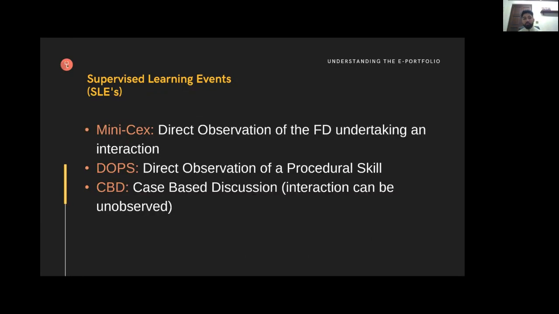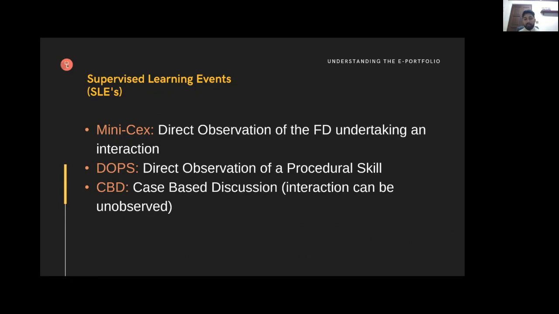In terms of supervised learning events, there's 6 different types. The main 3 are mini-CEXs, DOPS, and CBDs. Mini-CEX means direct observation of the foundation doctor undertaking an interaction. So that can be anything. That can be a history, that can be a clerking, that can be an examination, that can be breaking bad news, for example. Okay, that can be anything, but it has to be directly observed for you to complete that.